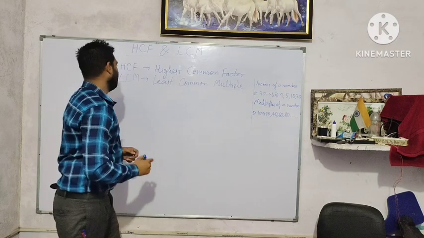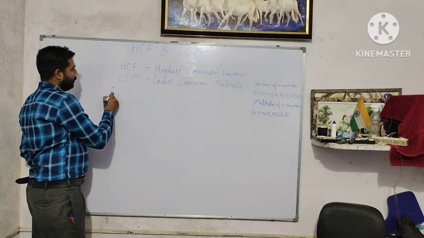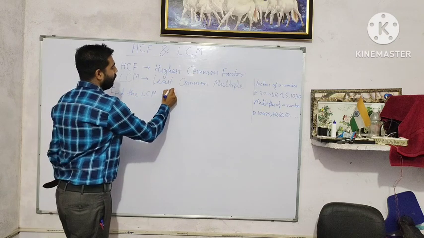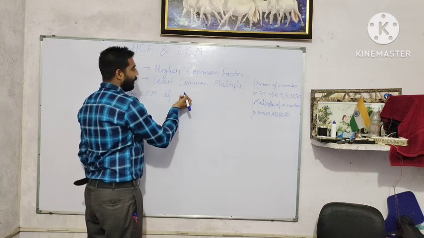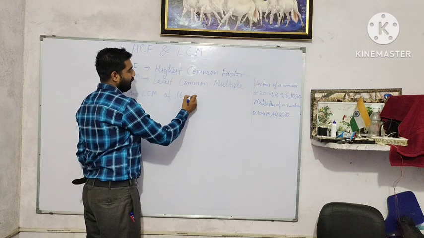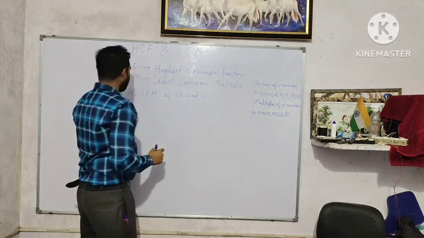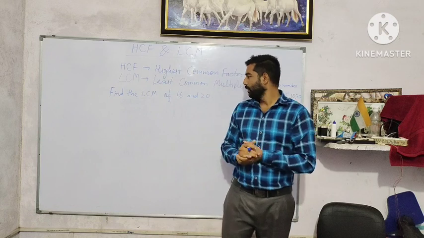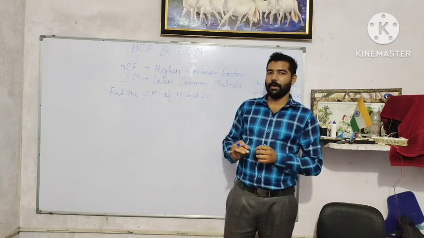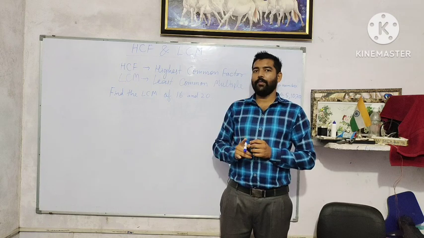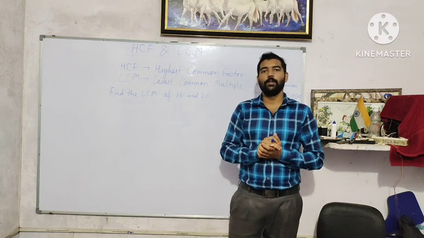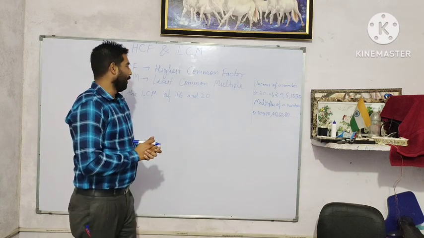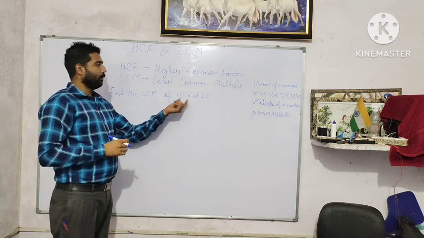Let us find the LCM of any numbers we can take, for example 16 and 20. Find the LCM of 16 and 20. So we can write the multiples of 16, then the multiples of 20, and find the common multiples of both the numbers. This is one of the ways. And we have one more way, which is the prime factorization method.